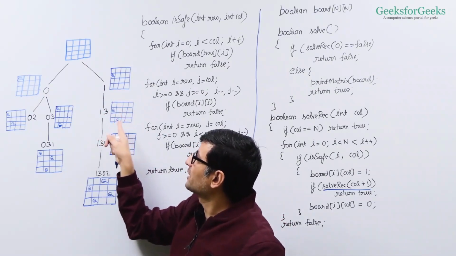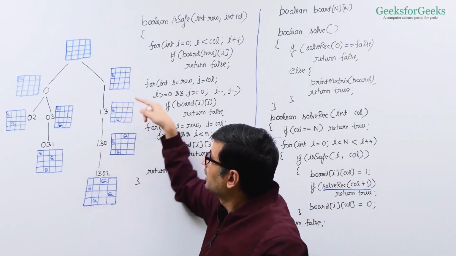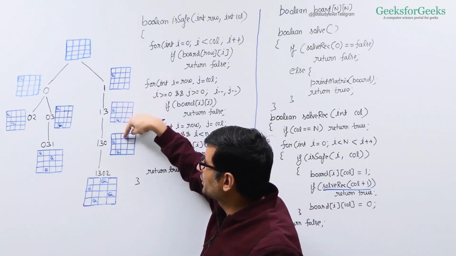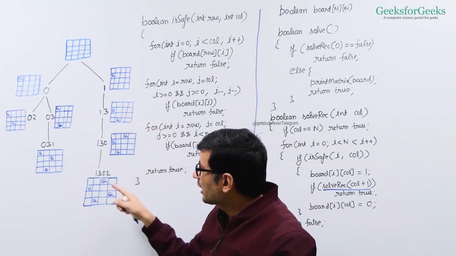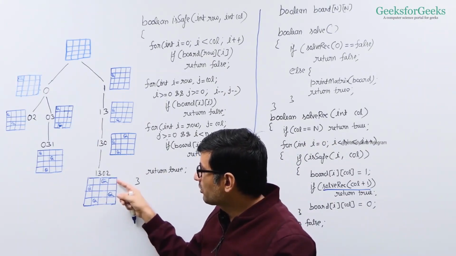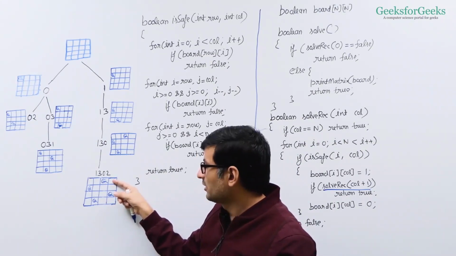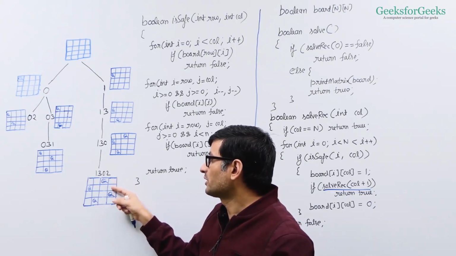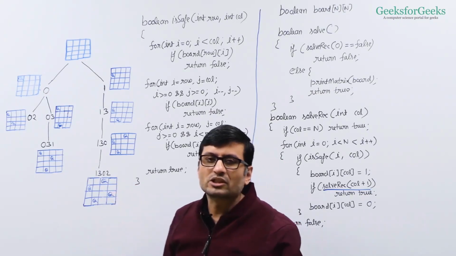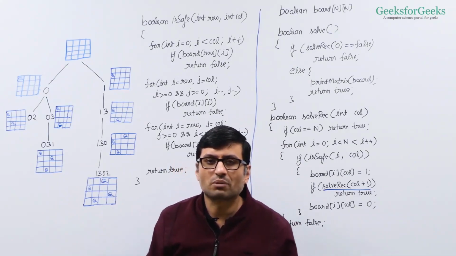And now you make a recursive call for the third column. When you try placing the queen here, isSafe returns true. You can place the queen here. So you place the queen here. And after placing the queen here, you call for the next column. The next column call will try placing the queen here. isSafe will return false. isSafe will return false. And it places the queen here, right? So it places the queen here and calls for column plus 1.